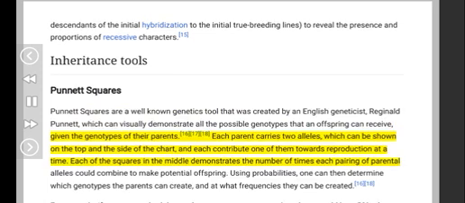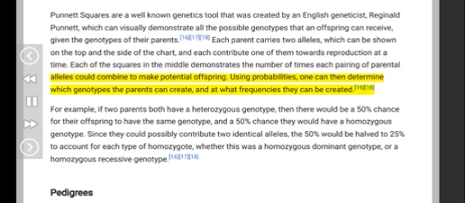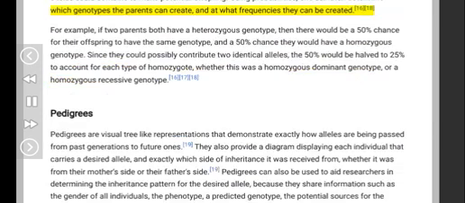Each parent carries 2 alleles, which can be shown on the top and the side of the chart, and each contributes one of them towards reproduction at a time. Each of the squares in the middle demonstrates the number of times each pairing of parental alleles could combine to make potential offspring. Using probabilities, one can then determine which genotypes the parents can create, and at what frequencies they can be created.